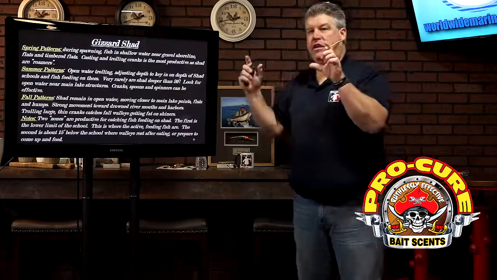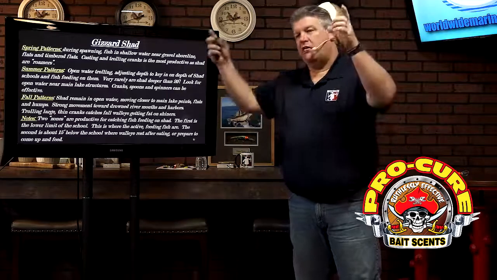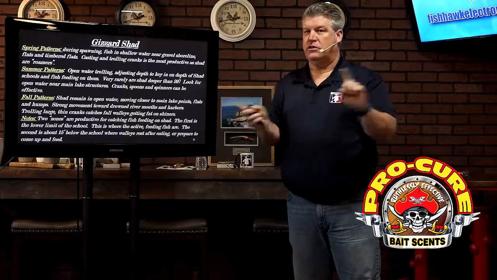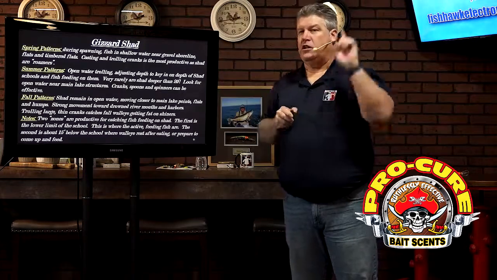And when they're not feeding, those fish won't go too far. They'll go down about 10, 12 feet below the gizzard shad, and they will stay with that school of shad swimming throughout the year, so they're close to their meal.